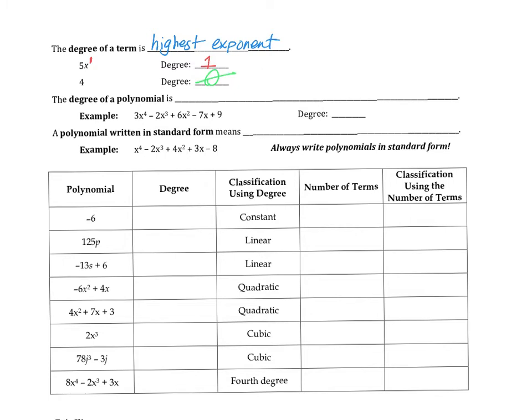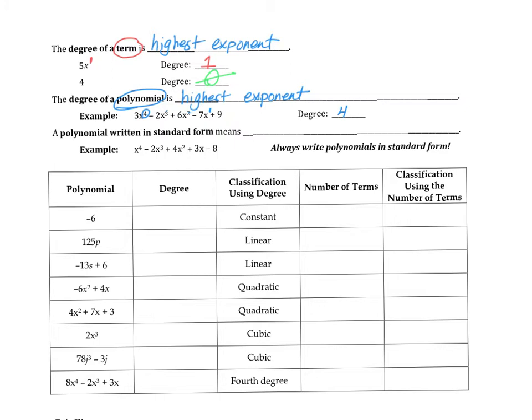It's just a constant. All right, so the degree of a term is what we just did. Now the degree of a polynomial is also the highest exponent that you see. So for example, you have 3x to the 4th minus 2x cubed plus 6x squared minus 7x plus 9. We are looking for the highest exponent. Well, here's a 1, here's a 2, here's a 3, a 4. So our degree is going to be 4.